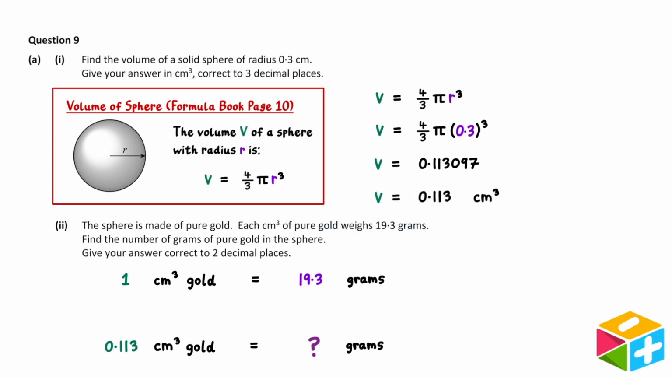Well, our amount of gold has changed from 1 centimetre cubed to 0.113 centimetres cubed. In other words, it's been multiplied by 0.113. The grams will be scaled in the exact same way. So all we have to do is multiply 19.3 times 0.113. This gives us an answer of 2.1809 grams. Since we need to give our answer correct to 2 decimal places, we should round this off to get a final answer of 2.18 grams.